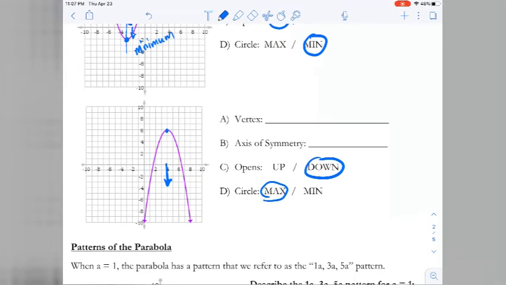Next, our vertex is at the point 4, 6. And because our axis of symmetry is a vertical line through our vertex, we know our axis of symmetry is x equals 4. How'd you do? Hopefully you did great.